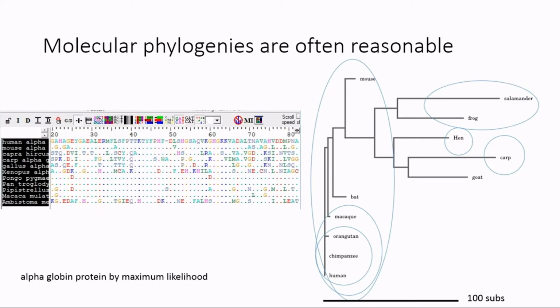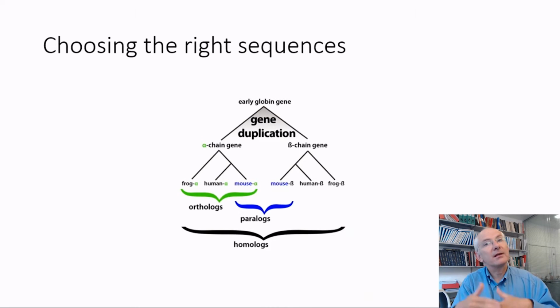But you'll notice the goat is out there more or less on its own, connected by a very long branch from the carp. And the question is, what is it doing there? Is the goat a fish? Is there something funny about alpha globin in the goat? Or have I made a mistake? And I thought I'd leave this in because it's a good example of how careful you have to be, because you have to pick the right sequences to align and compare against each other.